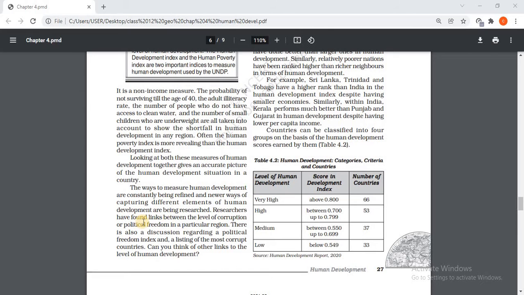Researchers have found links between the level of corruption or political freedom in a particular region and human development. There is also a discussion regarding a political freedom index and a listing of the most corrupt countries. Can you think of other links to the level of human development?